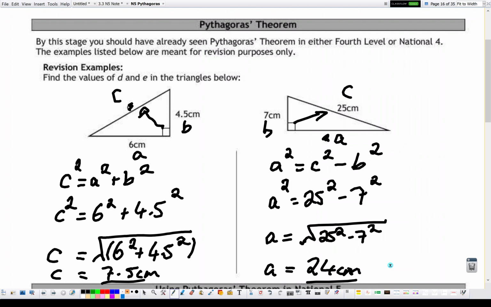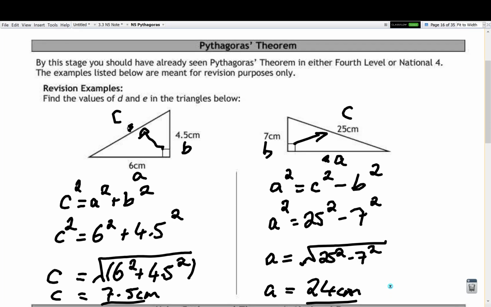Okay, so all I want us to do now is a little bit of practice initially of these basic Pythagoras recap types before we move on to the more complex National 5 level ones. So if you can go to your Unit 3 books and turn to, I believe, page number 16. It's the very first exercise in the Pythagoras theorem topic in Unit 3, so page 16, and I just want us to work through question number 1.